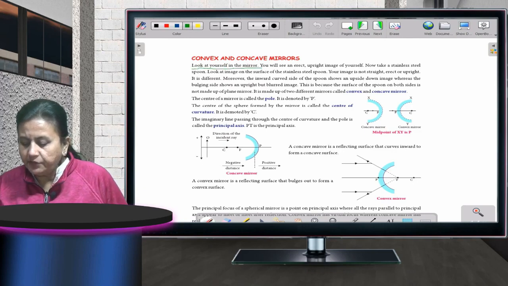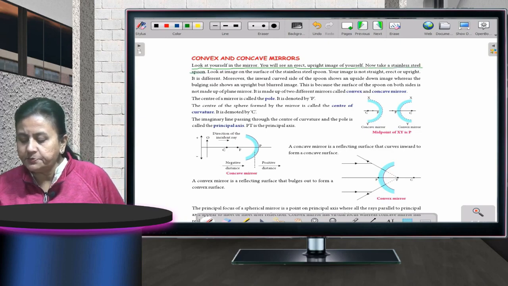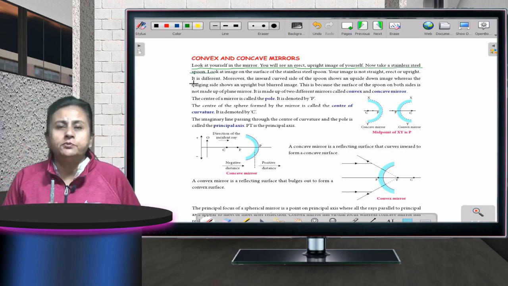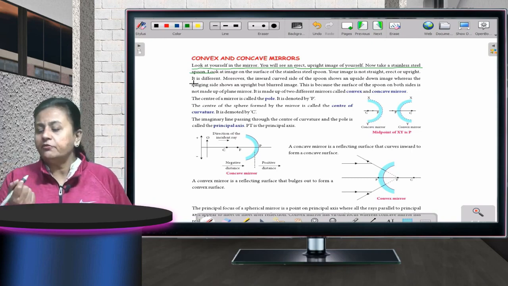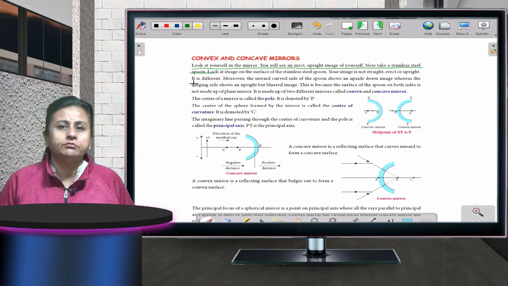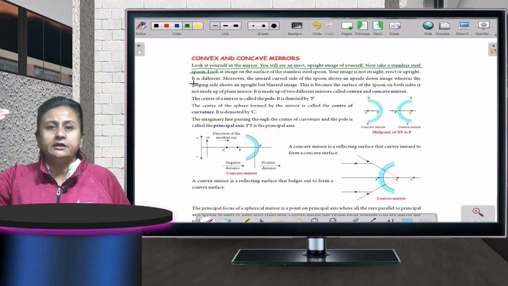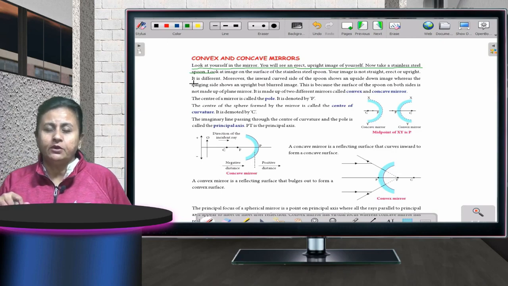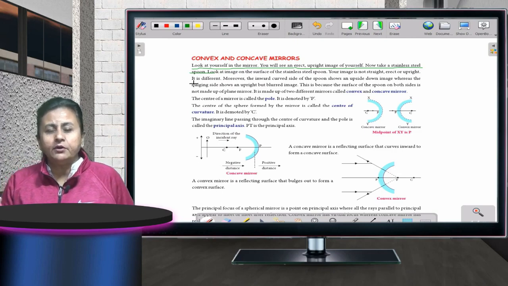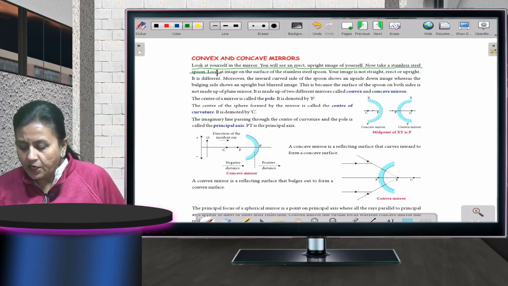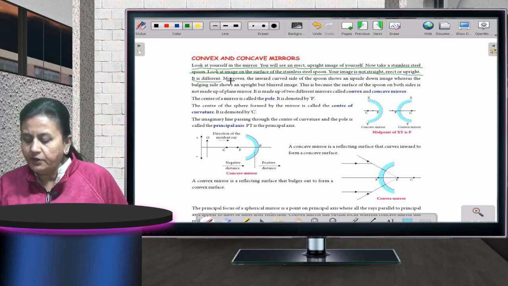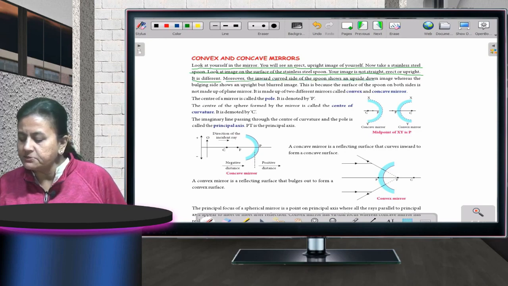Look at yourself in the mirror. You will see an erect, upright image of yourself. Now take a stainless steel spoon. Everyone must have got a spoon. Go and get a spoon and right now see how you look in that spoon. You would find your image inverted. The image formed is inverted. It may be blurred. Now look at the image on the surface of the stainless steel spoon. Your image is not straight, erect or upright. It is different. The inner curve of the spoon shows an upside down image, whereas the bulging side shows an upright blurred image.